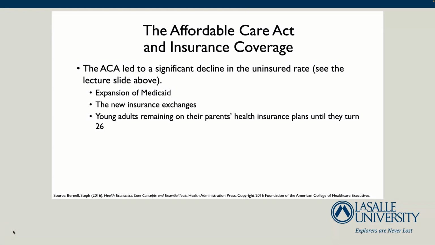The Affordable Care Act also led to a significant decline in the uninsured rate, as we saw before, since 2010. And this occurred through expansion of Medicaid in those states that decided to expand the Medicaid eligibility within the framework of the ACA, through the development of the ACA insurance exchanges or marketplaces, and also by allowing young individuals to remain on their parents' health insurance plans until they reach the age of 26.